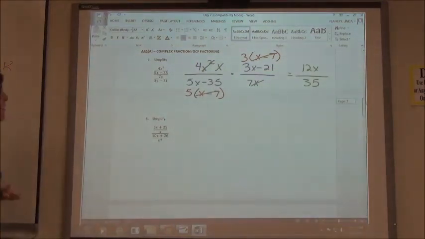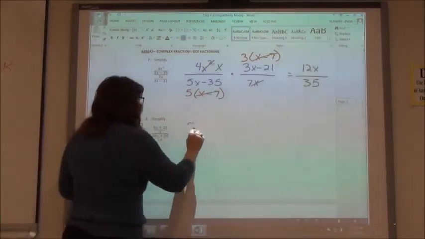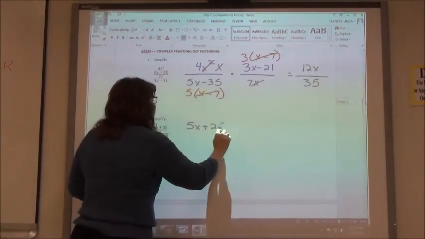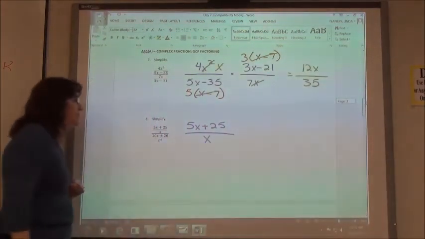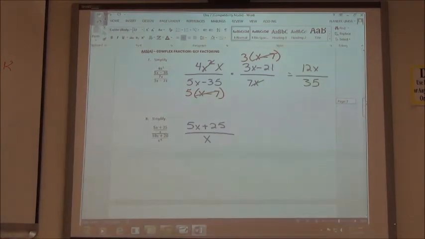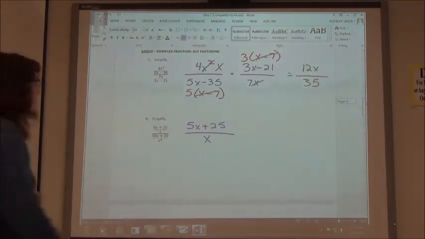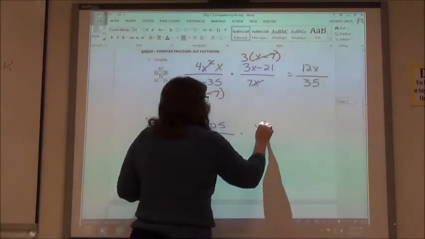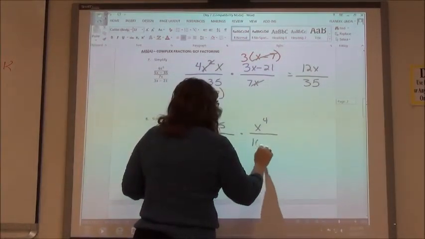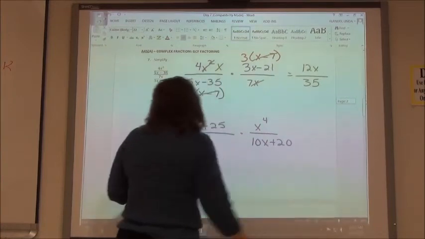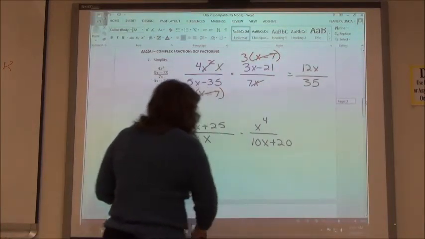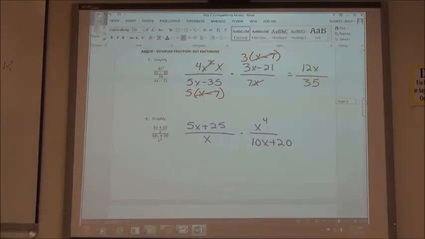So number 8, I'm going to do that one. I'm going to leave the first fraction, 5x plus 25 over x. I got to multiply by the reciprocal of the bottom. So x to the 4th over 10x plus 20. So 5x plus 25 are both divisible by 5. So 5 goes out in front.